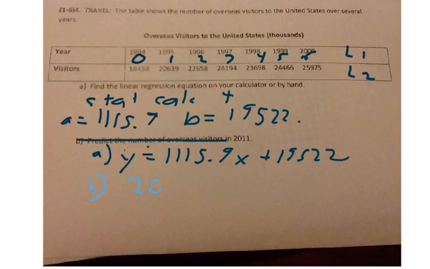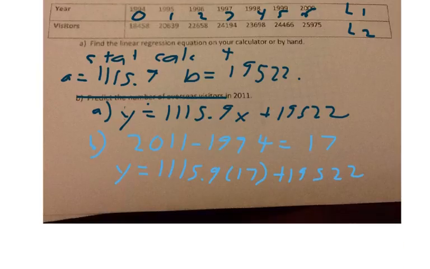So the first thing I'm going to do is take 2011 and subtract 1994 to see which year we're in. And that is year 17. So I got y equals 1,115.9 times 17 plus 19,522, which gives me an answer for B of 38,492 visitors to predict.